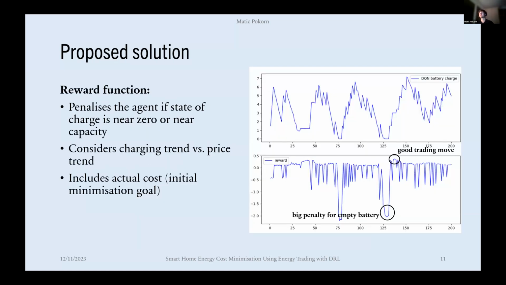The second part considers charging trend versus price trend. So if the battery is filling up and the price is high, then this is not a good policy, so it penalizes the agent, and it does so vice versa in all circumstances. And the third part includes the actual cost, which is our initial minimization goal. In this graph, we can see the behavior of the reward. If the state of charge becomes too low, it's going to get a high penalty, and therefore tries to keep the state of charge in some kind of balance.